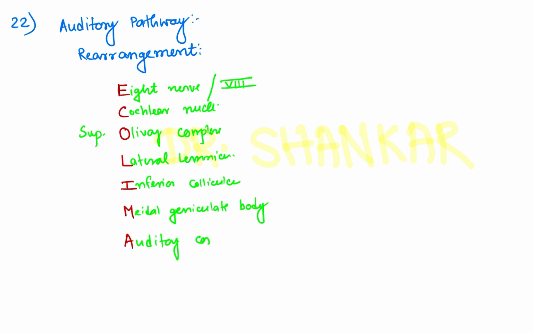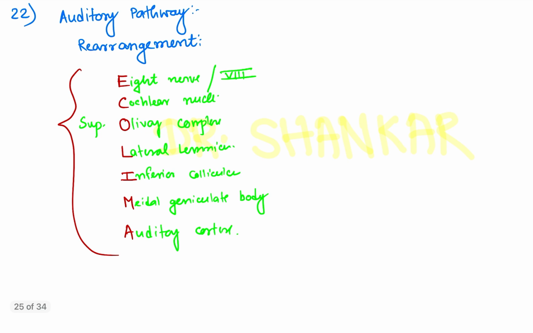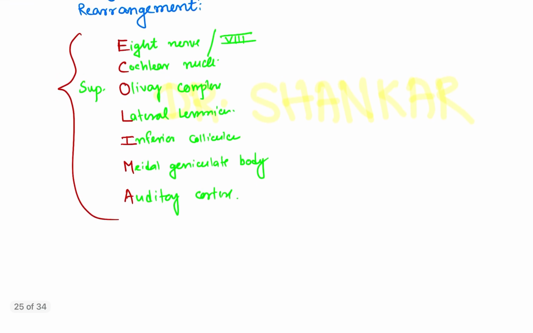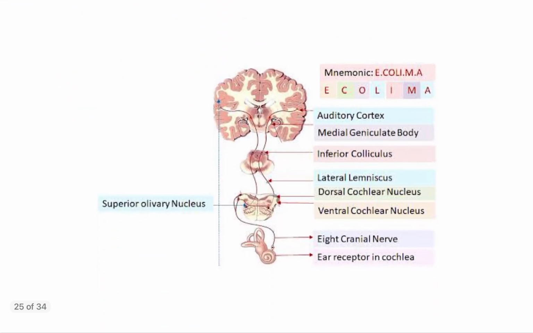So this is the pathway. This is the pathway for the auditory pathway from proximal to distal. So this is the auditory pathway, ECOLIMA, 8 nerve. As you can see here, this is the 8 cranial nerve. So the 8 cranial nerve is starting from here.